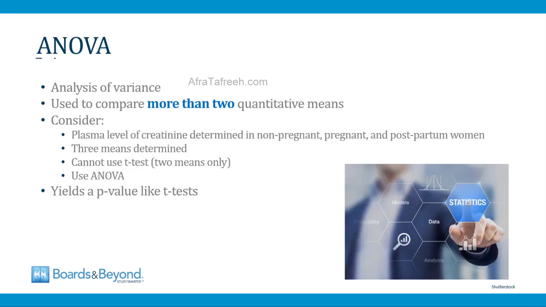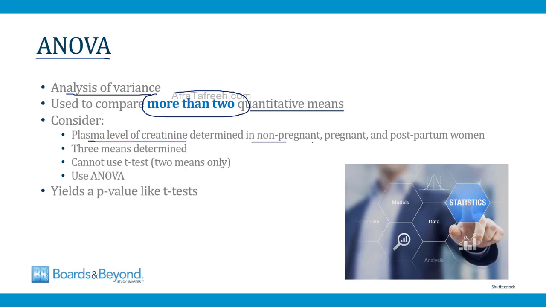Okay, let's talk about ANOVA, which stands for Analysis of Variance. This is used to compare quantitative means, just like the t-test, but this is the test you must use when you are comparing more than two means. So for example, suppose we measured the plasma level of creatinine in non-pregnant, pregnant, and postpartum women. We have 3 groups, so there are 3 means that have been determined that have to be compared. So in this situation, you cannot use the t-test because that's for 2 means only. You must use the ANOVA, and it will yield a p-value similar to t-tests.